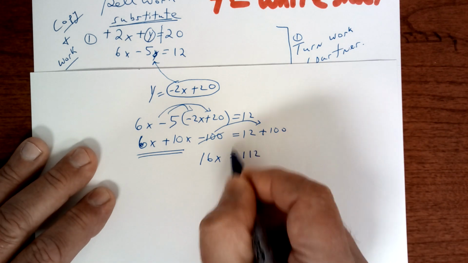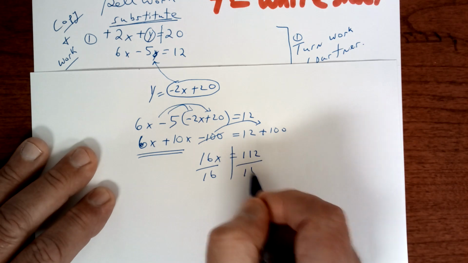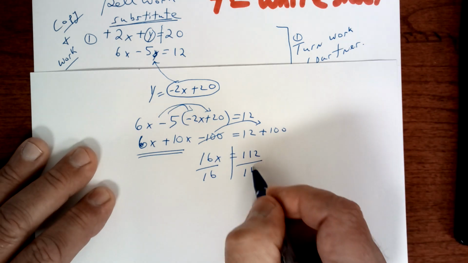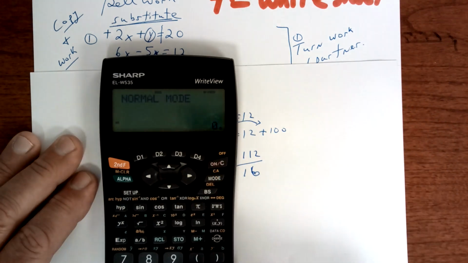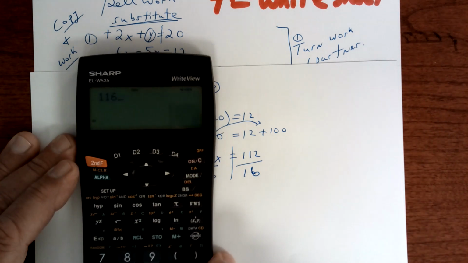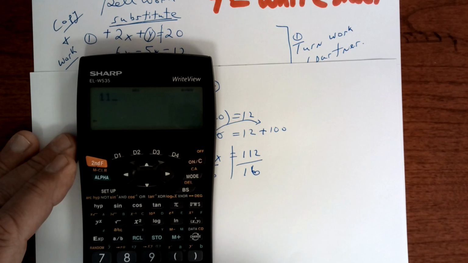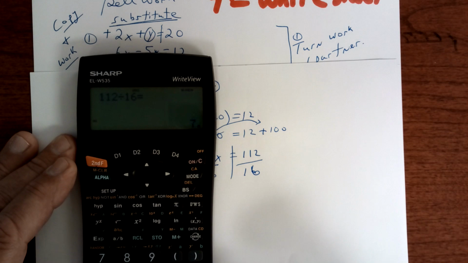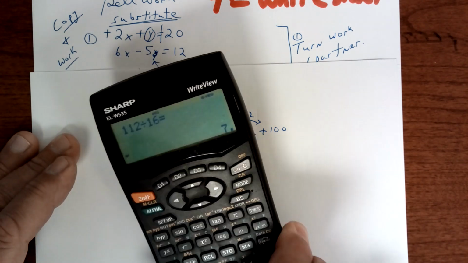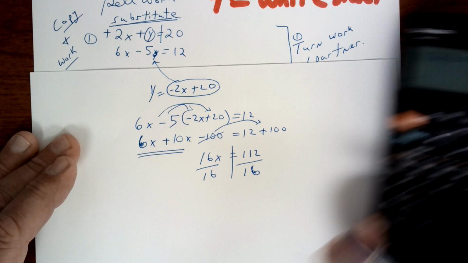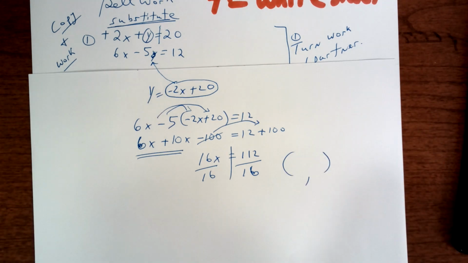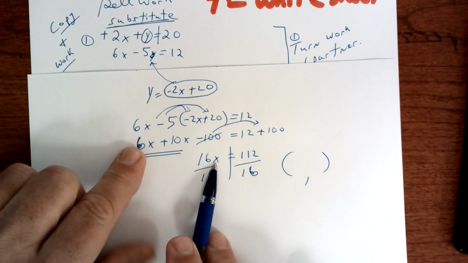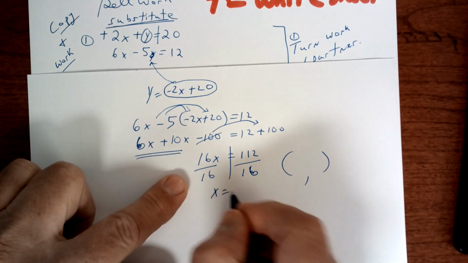You're going to divide by 16 here. Let's see what happens. Hopefully this goes in evenly. So 112 divided by 16. Let's see what that is. And that goes 7. And I like that because it went in evenly. So we're going to say 7. Now, in this case, it's going to be x. X equals 7. So that goes in the first slot.